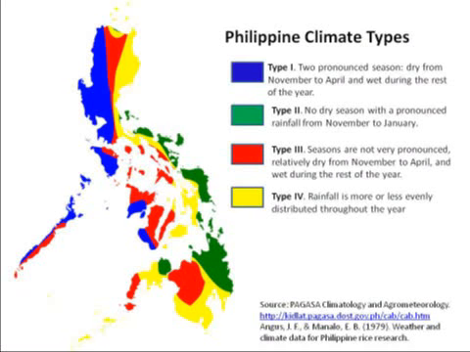The phenology of mangrove species is influenced by season and climate. Note that the Philippines has 4 types of climate. Type 1 climate has 2 pronounced seasons, dry from November to April and wet during the rest of the year. Type 2 has no dry season, with a pronounced rainfall from November to January. In Type 3 climate, the seasons are not very pronounced, relatively dry from November to April and wet during the rest of the year. In Type 4 climate, rainfall is more or less evenly distributed throughout the year.